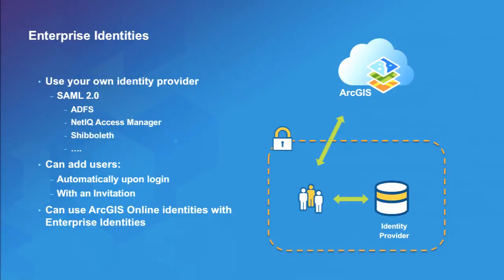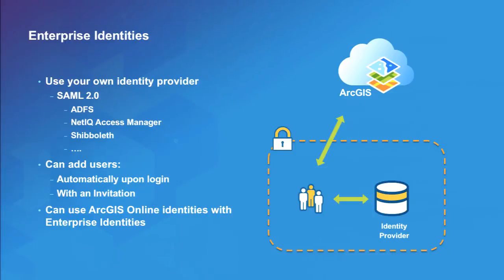Or what you can do is you can do it by invitation. So you can send out an invitation to your users, and for them to log in, your identity provider has to let them in, and they also have to have an invitation ID to get into the system. That allows you to control the number of users within your organization, either that way or through your identity provider. You can mix and match. So you could have ArcGIS Online identities if you want, as well as your own enterprise identities.